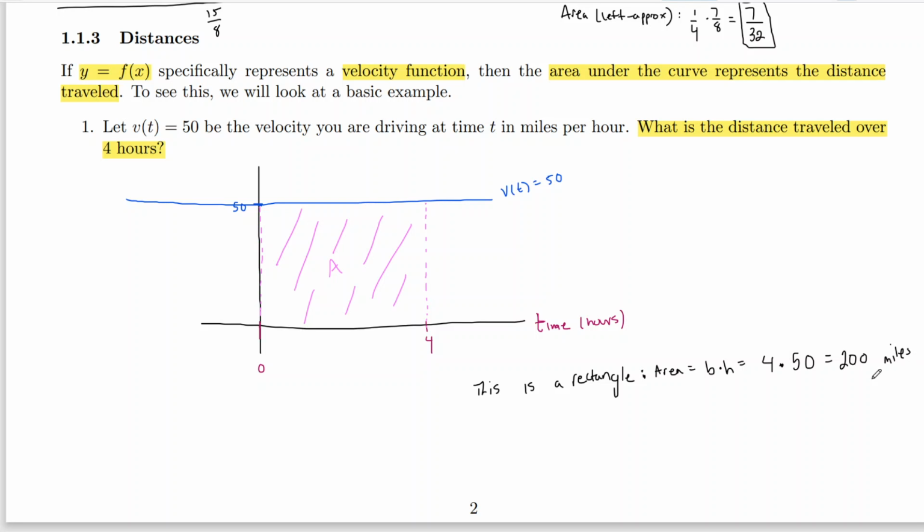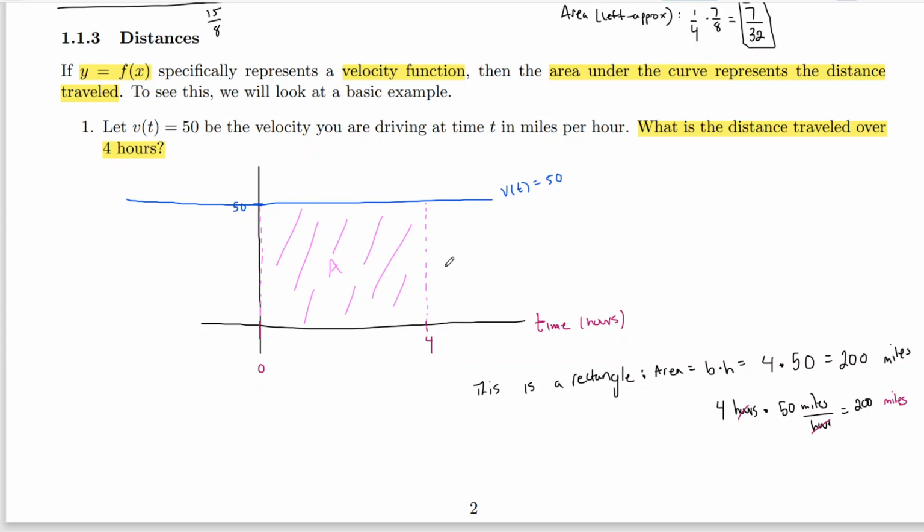And if you want to see the units happen, the 4 is hours because we're traveling for 4 hours. And the 50 is miles per hour. So when we multiply these, not only do we get the 200 representing the area, but the hours cancel out and our units actually come out to be exactly what we want, which is miles.